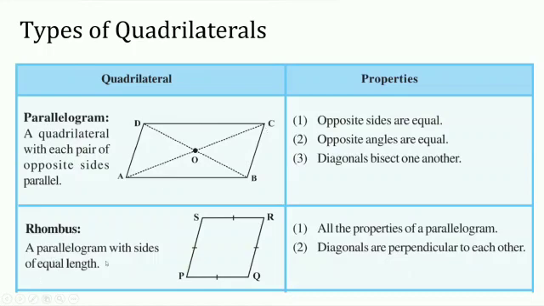Rhombus, a parallelogram with sides of equal length. Properties: rhombus has all the properties of a parallelogram, as well as one more property, that the diagonals are perpendicular to each other. That means diagonals of a parallelogram bisect each other, and diagonals of a rhombus are perpendicular to each other. That means over here for rhombus, diagonals are perpendicular bisectors. Perpendicular means they will intersect each other at right angle and they will be bisecting each other.